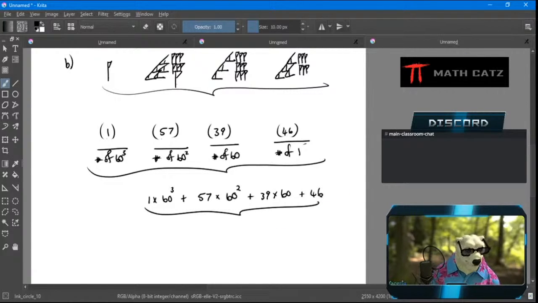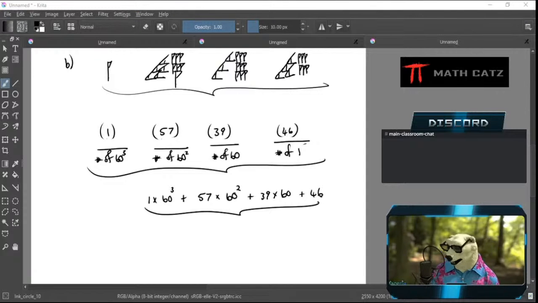Calculator time. I encourage you, if you maybe watch the video after the fact, pause, see if you can get the answer. Don't just sit back and let me do it. It seems easier, but in the long run, you're not really getting that skill that you might need to practice. So let's see here. We have 1 times 60 cubed plus 57 times 60 squared plus 39 times 60 plus 46.